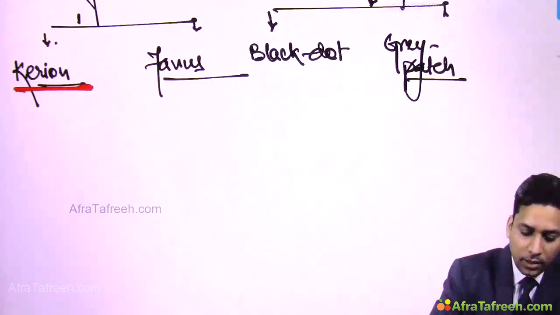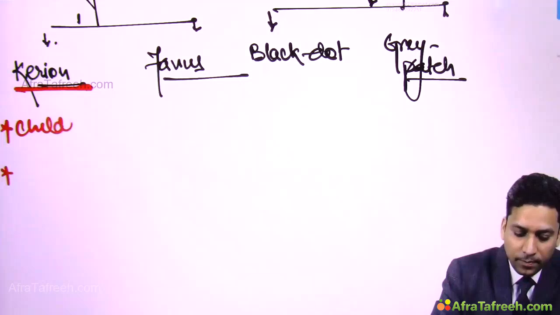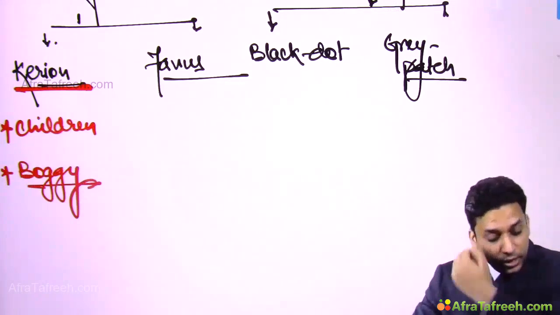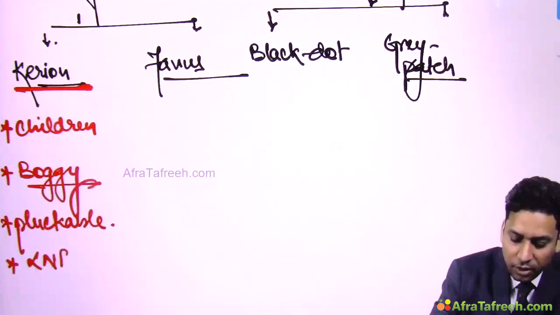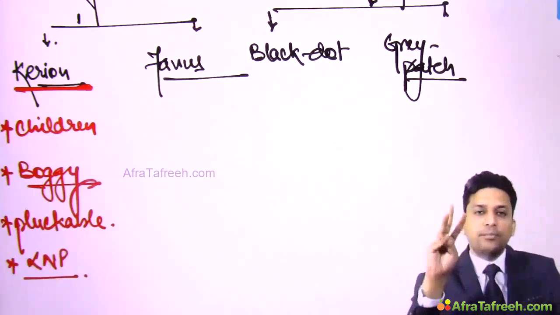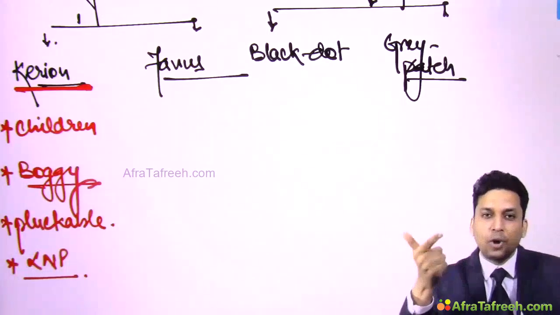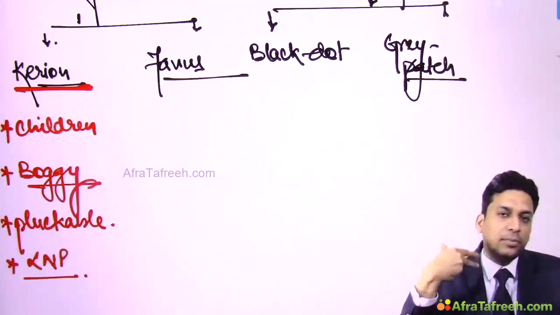Carrion. Here there are a few points which you need to remember. First, this is common in children. Patient presents with tender boggy swelling. Easily pluckable hair. Associated with regional lymphadenopathy. So these are four very important points to remember in carrion. This is common in children. Tender boggy scalp swelling is present. Easily pluckable hair are there, and regional lymphadenopathy might be enlarged.